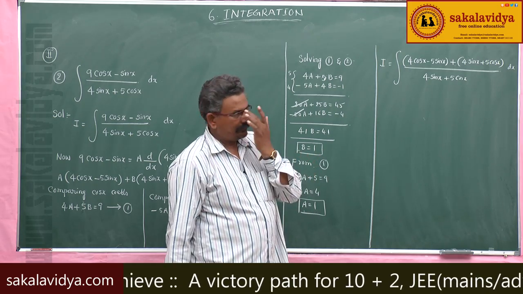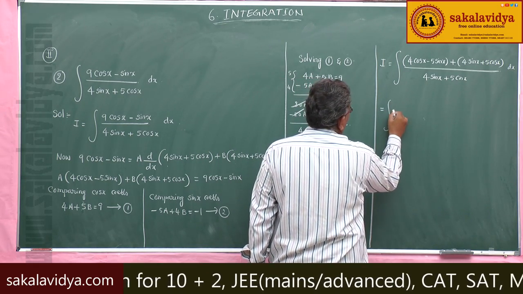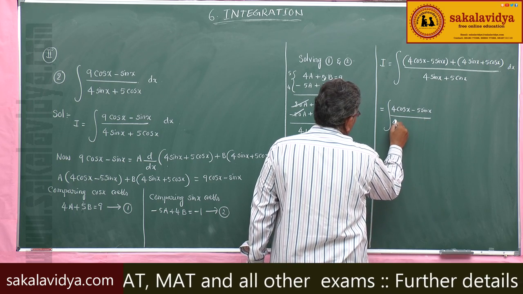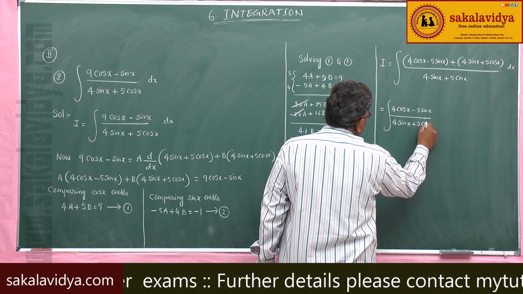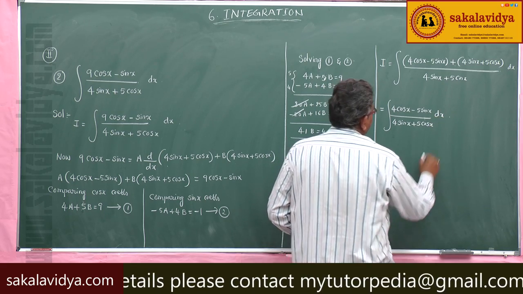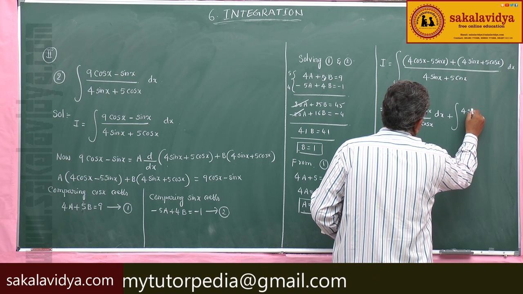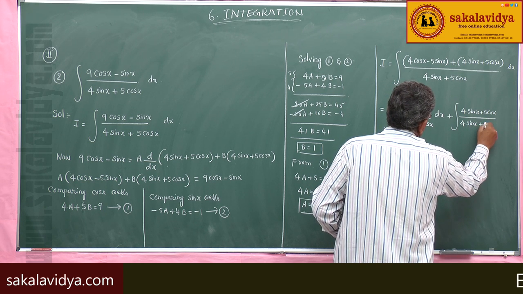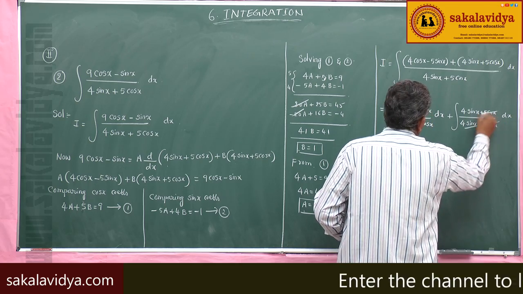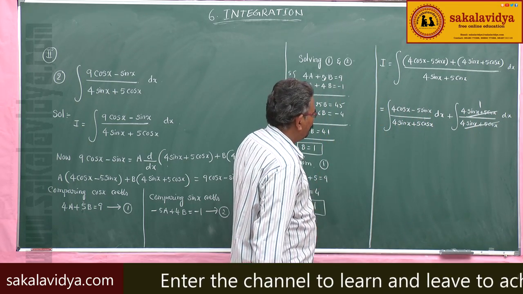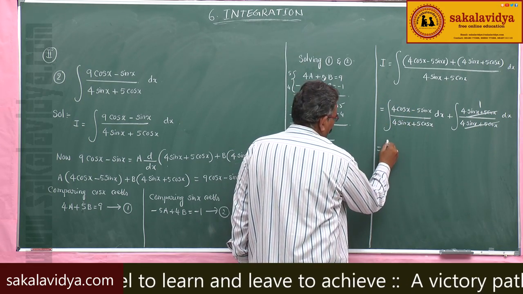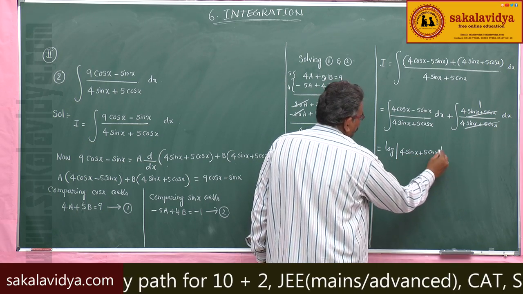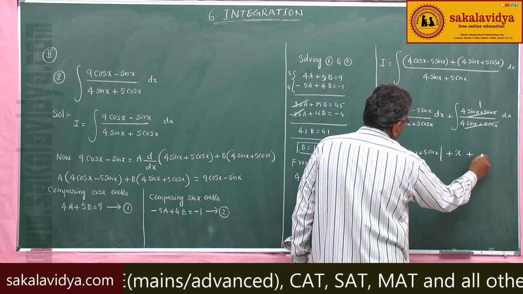Now separate the integrals. This equals integral (4 cos x minus 5 sin x) by (4 sin x plus 5 cos x) dx plus integral (4 sin x plus 5 cos x) by (4 sin x plus 5 cos x) dx. This gets cancelled, this is 1. Now this is the derivative of this one. So this is log mod 4 sin x plus 5 cos x plus integral of dx is x plus constant of integration.